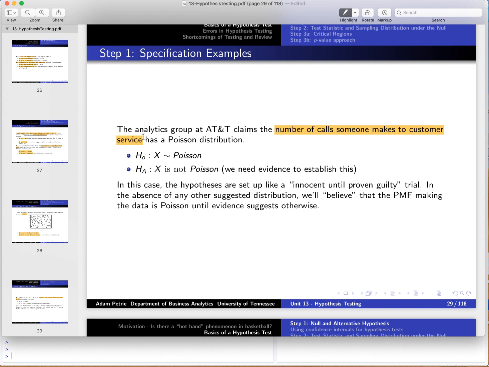In the absence of any other alternative distribution to a Poisson, we can proceed by just saying, sure, let's take our null that the probability distribution is a Poisson. We'll collect some data, and until the data suggests otherwise, we'll go with that Poisson assumption. So the null hypothesis that the data is coming from a Poisson is being pitted against the alternative that nope, it's something else that's not a Poisson. We need some sort of evidence to establish that we're wrong in this Poisson assumption. We'll believe that it's Poisson unless the data suggests otherwise.